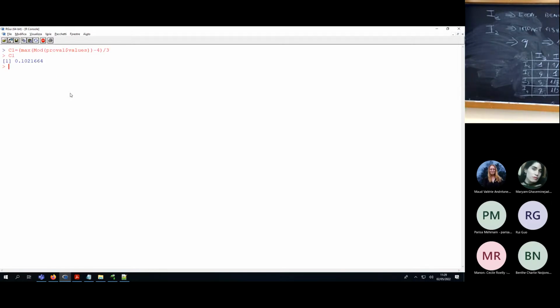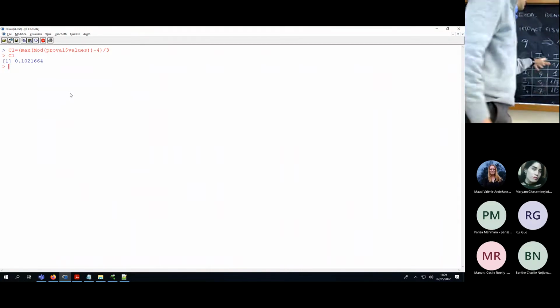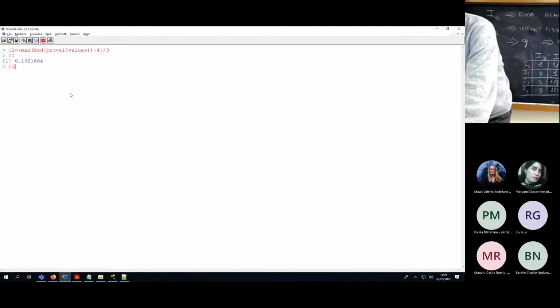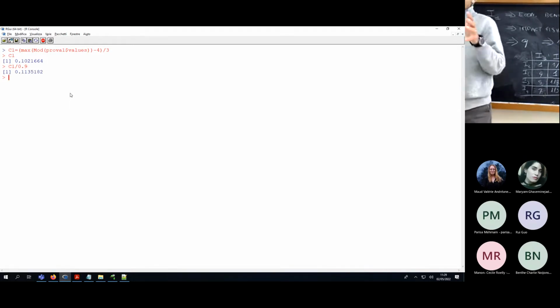C1. It's more or less the same thing. It didn't change much with this change. It is a bit improved, but let's see. If I compute the consistency ratio, it's more or less the same. One second, I get back the instruction. This one, yeah, it's a little bit worsened.